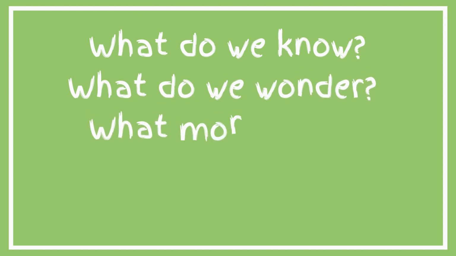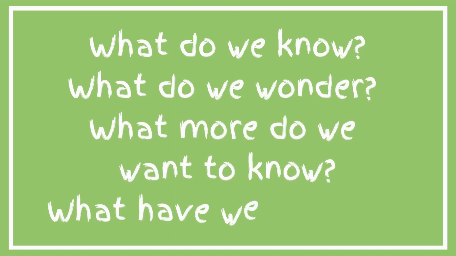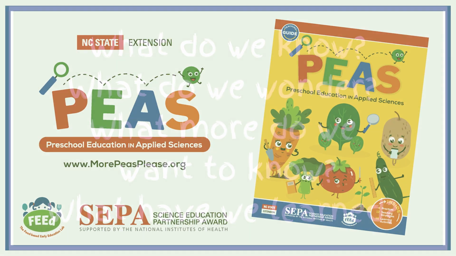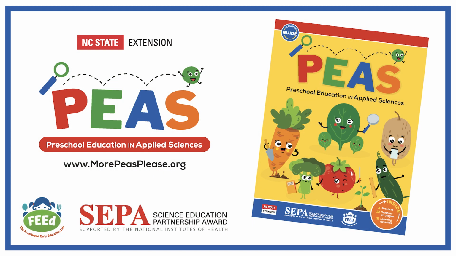Each learning experience asks a different process of science question. What do we know? What do we wonder? What more do we want to know? And what have we learned? Using this process for science learning allows children opportunities to ask questions, make observations and predictions, collect data, and more. For more ideas, check out your PE's teaching guide.